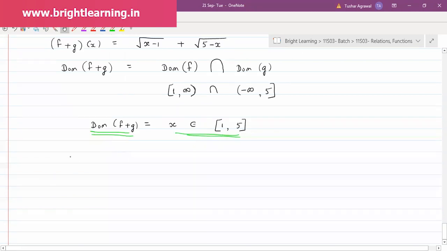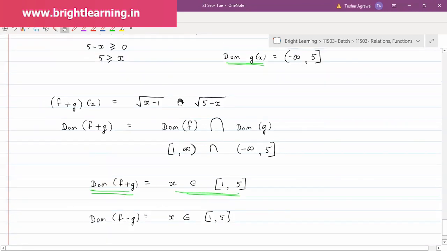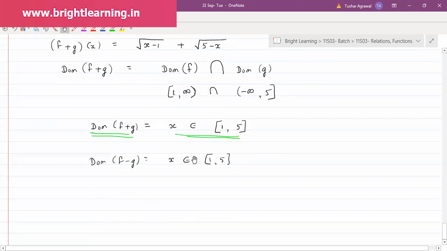The domain of f minus g also will be the same answer. Can I write it directly now? I hope there is no separate explanation for this; you can all get it. x belongs to 1 to 5. The same explanation, exactly the same, just here the plus sign is replaced by a minus sign. Okay.